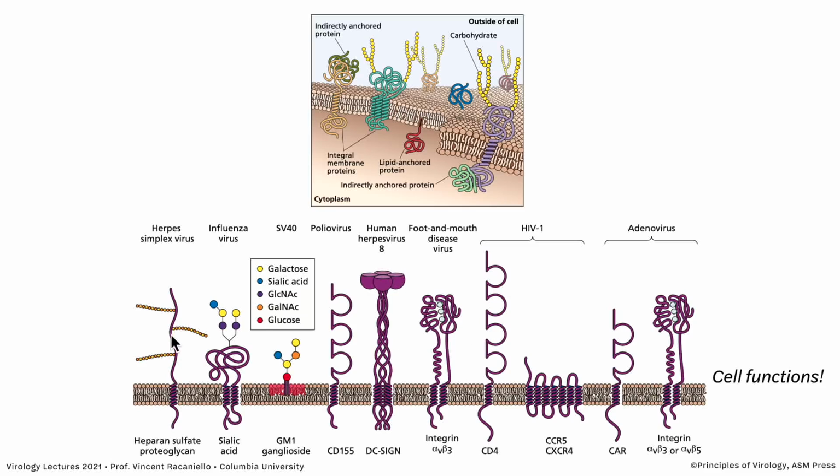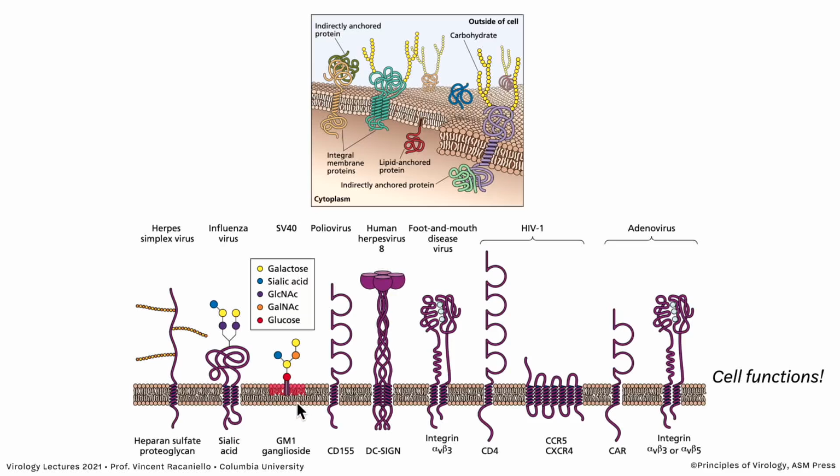We have here on the left heparan sulfate proteoglycan, sialic acid for influenza virus. Sialic acid is the blue sphere, as you can see in the code here. And these are other sugars that are part of this glycoprotein. And sialic acid is always the last sugar on these chains, and the influenza virus binds to that.